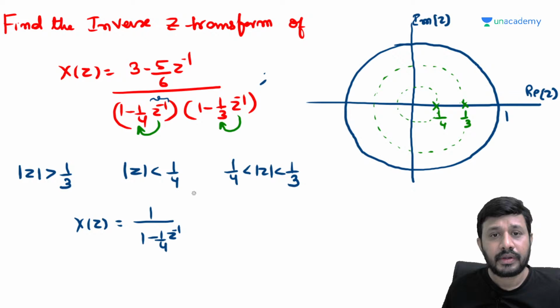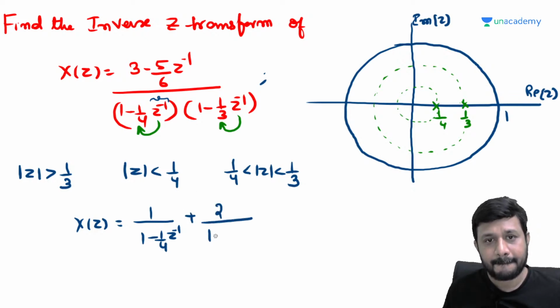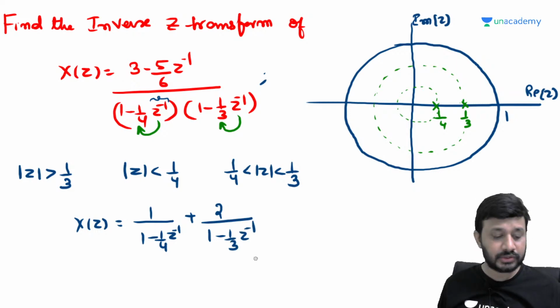And in the next case, substitute z inverse is equal to 3. These are the partial fractions I got. Please confirm whether you also got the same or not.